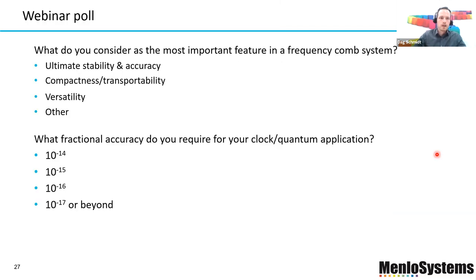All right, so now we have a little webinar poll. If you attended the first webinar, you already know the first question. What do you consider the most important feature in a frequency comb system? Ultimate stability and accuracy, compactness, transportability, versatility, or other things. And the second question is a little bit more specific this time. What fractional accuracy do you require for your clock or quantum application? 10⁻¹⁴, 15, 16, 17, or even better? And your feedback is, of course, highly appreciated.